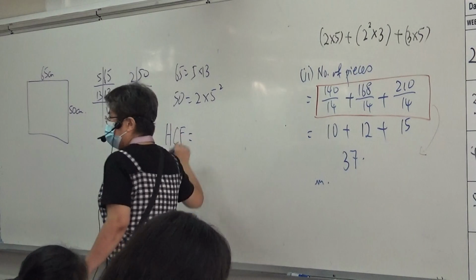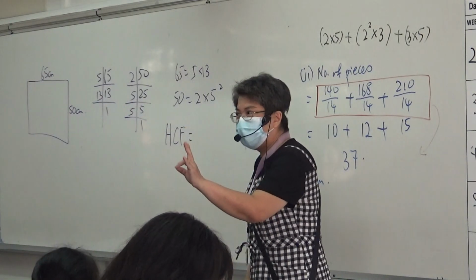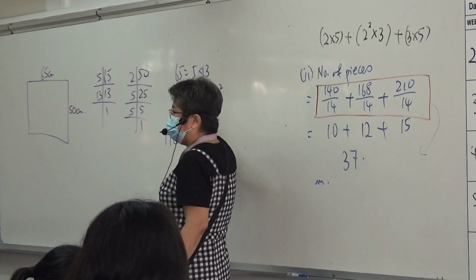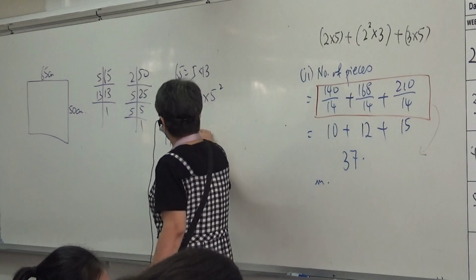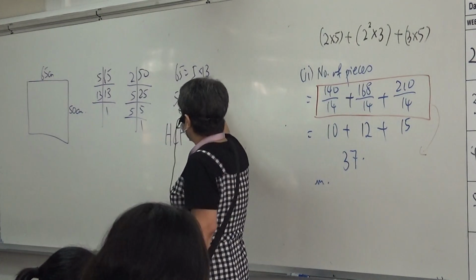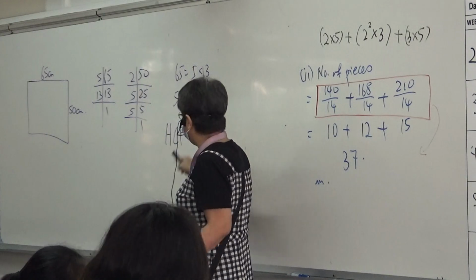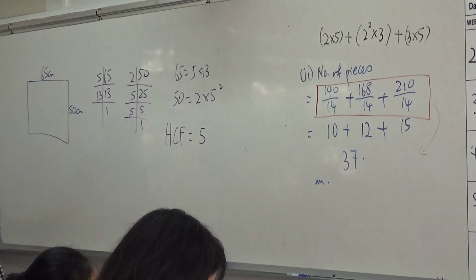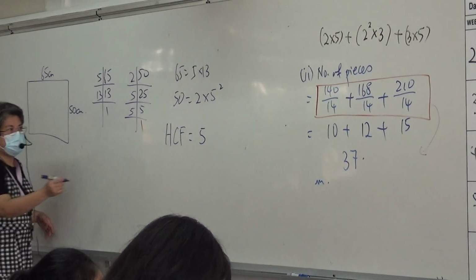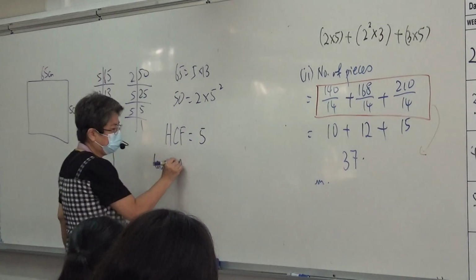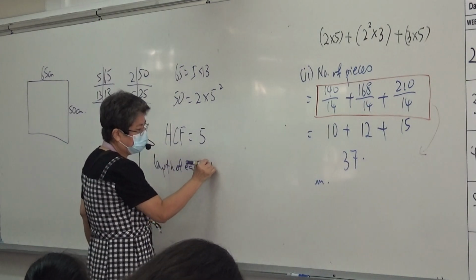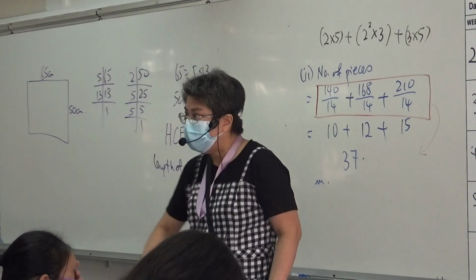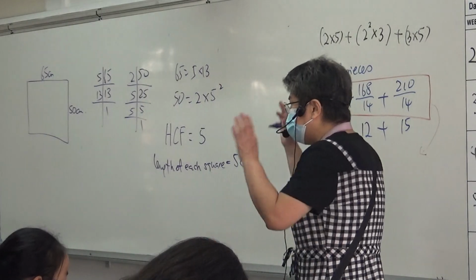I'm looking for the HCF, the highest common factor. Highest common factor means you take what both must have. Can I take 5 out? Yes, but it's not 5 squared, so I just take 5. Can I take 13 out? Cannot. Can I take 2 out? No. So only 5. What does the question ask? The length of each square. It will be 5 cm, right? Agree, class? You can cut 5 cm.